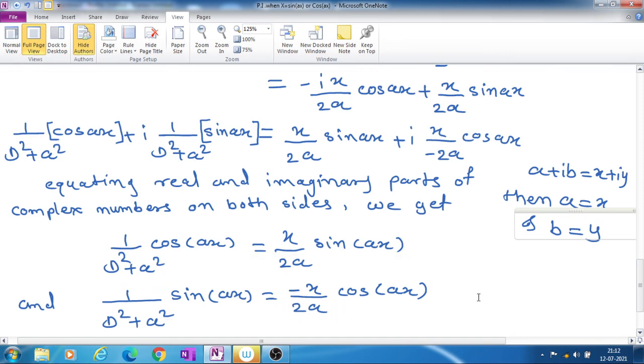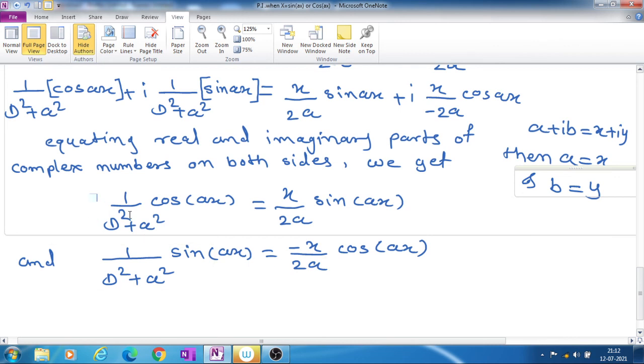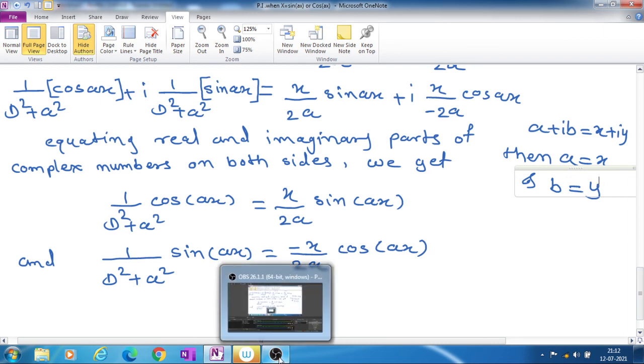So in this way we have obtained these two formulae. So you remember the procedure or proof of these two formulae, and you remember these formulae also to solve the examples. So we stop here.